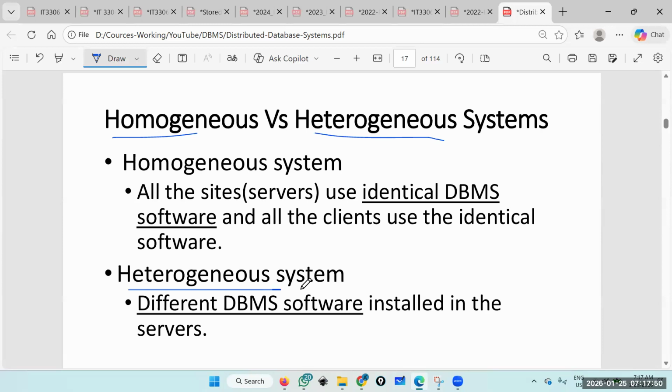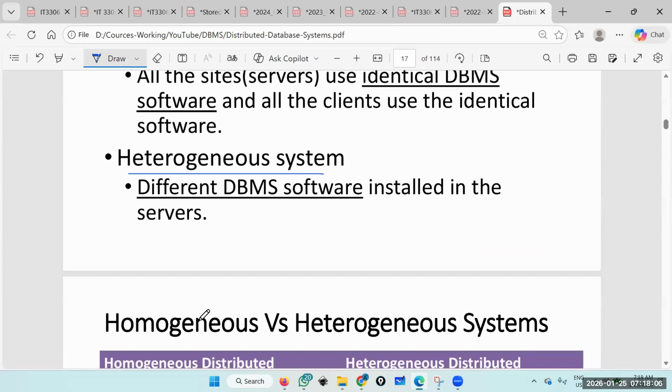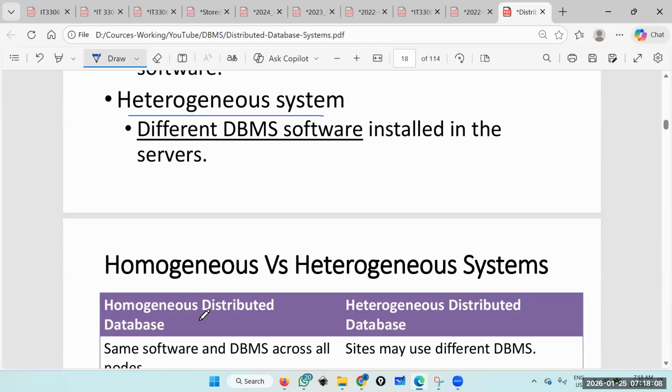Heterogeneous system means different sites have different DBMSs. Maybe one site uses Oracle, the other site MS SQL. So that is very challenging, because you need to make those compatible, sometimes through another layer.